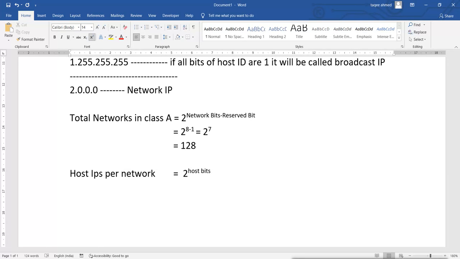So you can calculate that host IPs per network. Now host IPs means we can use those IPs for machines, and machines means we can say it is a host or node. So how many IPs are we having here? For that we have to calculate it.